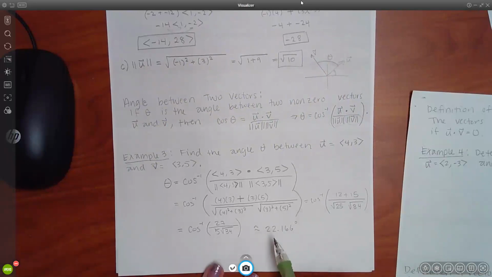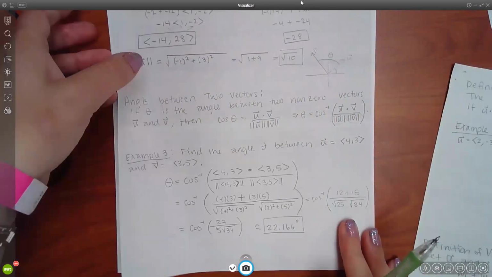Well, the question will tell you how much to round it, but I don't know. So I'm just gonna leave it at 3 decimal places. But normally it'll tell you to the nearest degree or 2 decimal places or whatever. But we did find that angle.